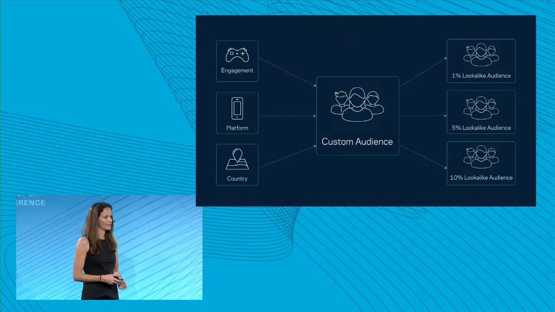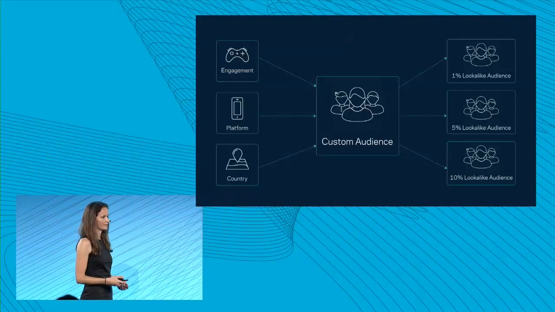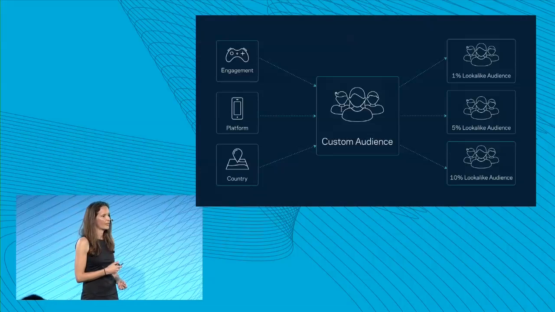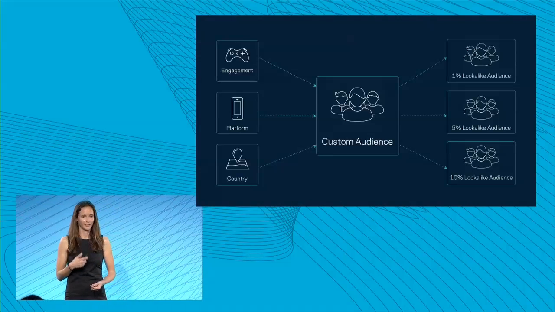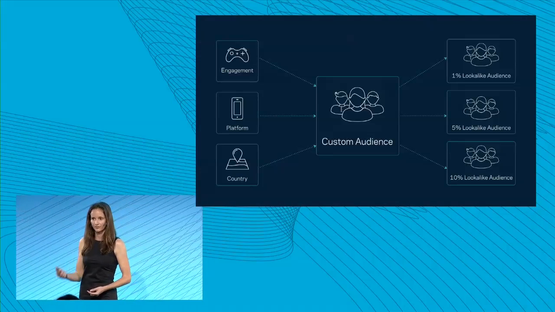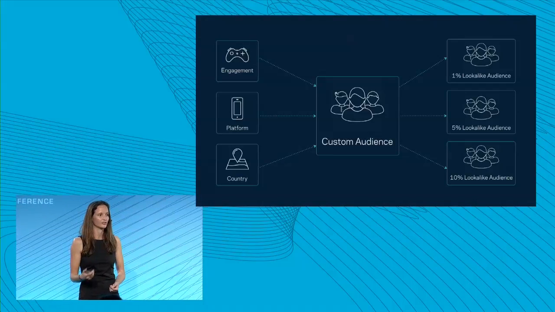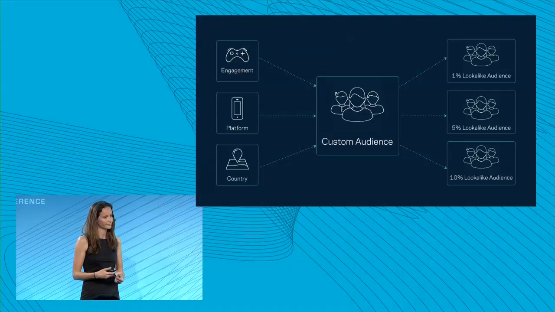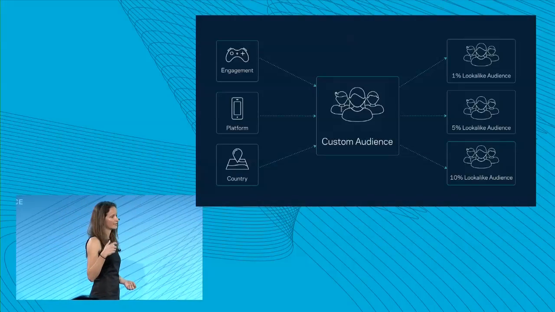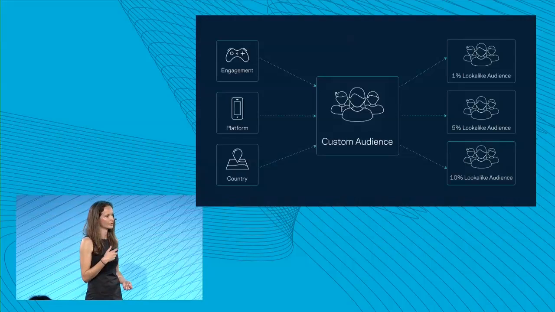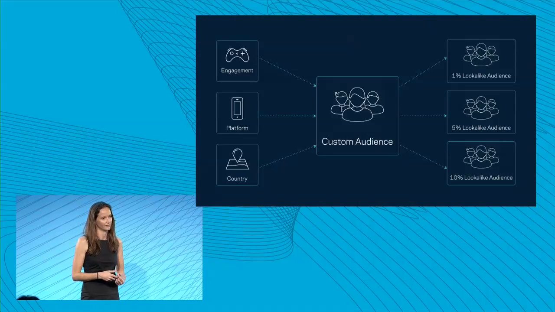Using that custom audience, you can create lookalike audiences. Facebook looks at thousands of inputs with its predictive modeling to create lookalike audiences of people whom we've identified are most similar to your most valuable players. You can create different percentage audiences, which will help you reach different percentages of a country's population.